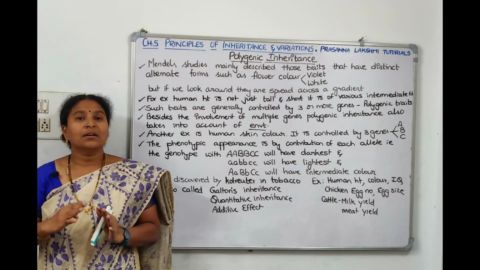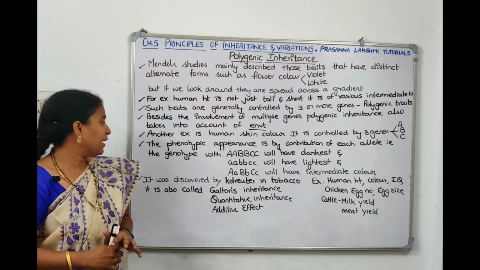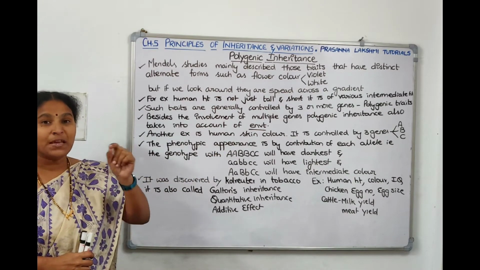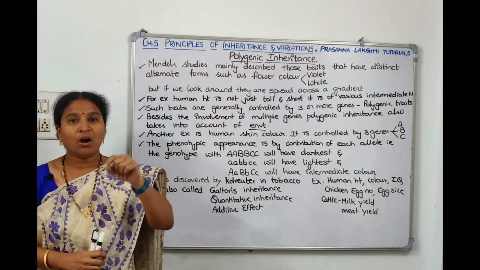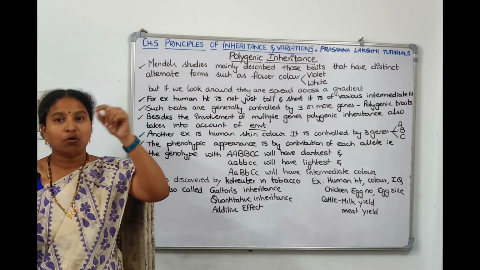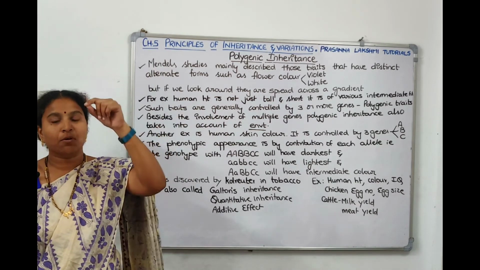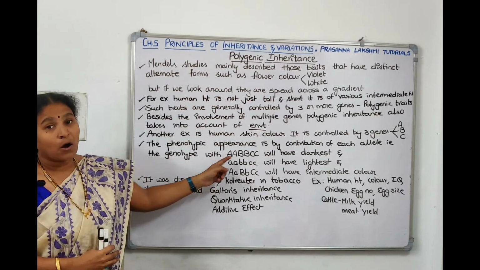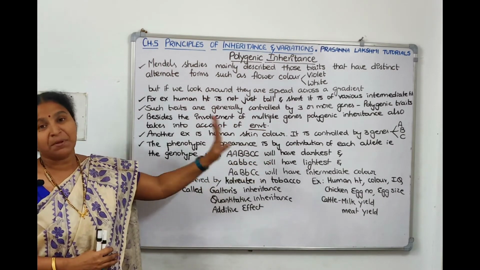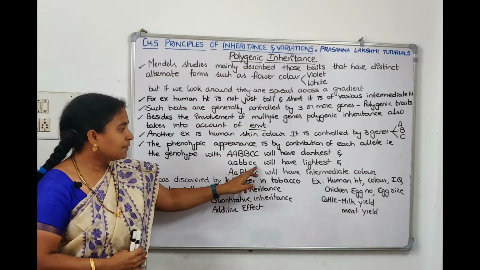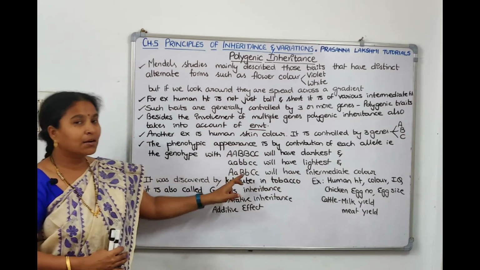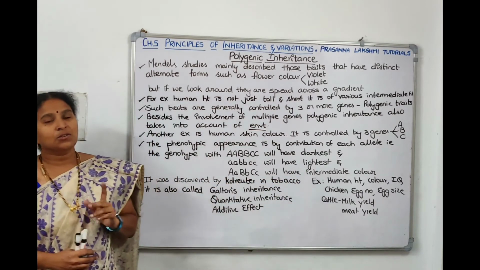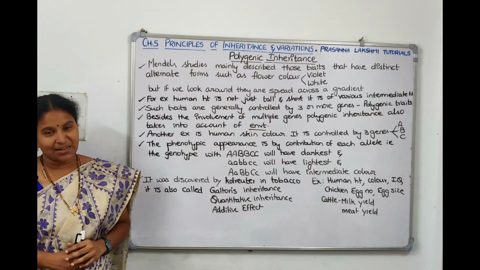So that means here, how many dominant alleles are there? Depending on that, darkness or lightness is determined, right? The phenotypic appearance is controlled by the combination of each allele. When you add one dominant allele, the color becomes dark. One more dominant, furthermore dark. One more dominant, furthermore dark. The genotype, for example, all 6 capital, darkest will be the color. All 6 recessive, lightest will be the color. One capital, one small, one capital, one small, one capital, one small will be an intermediate color. So this is an example of polygenic inheritance.